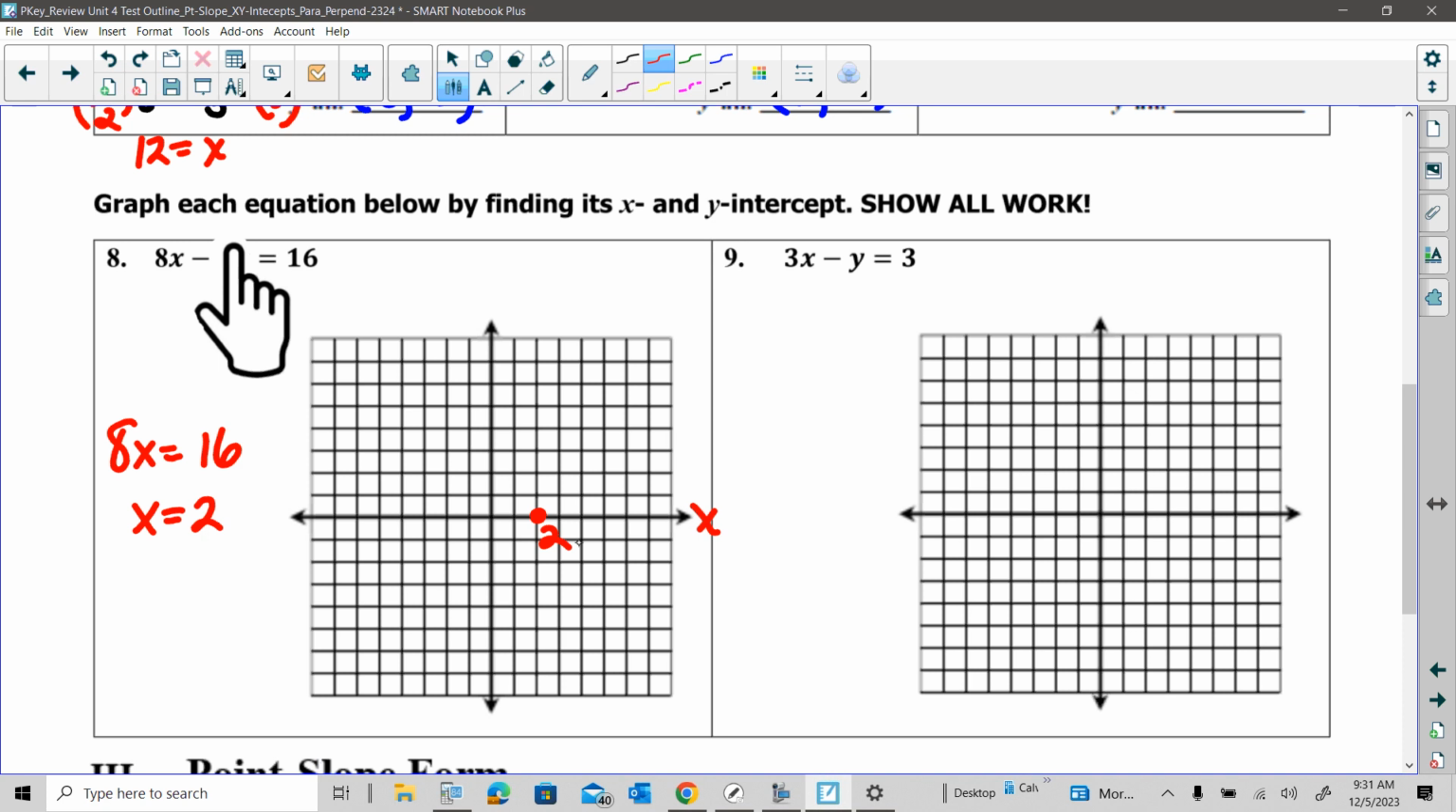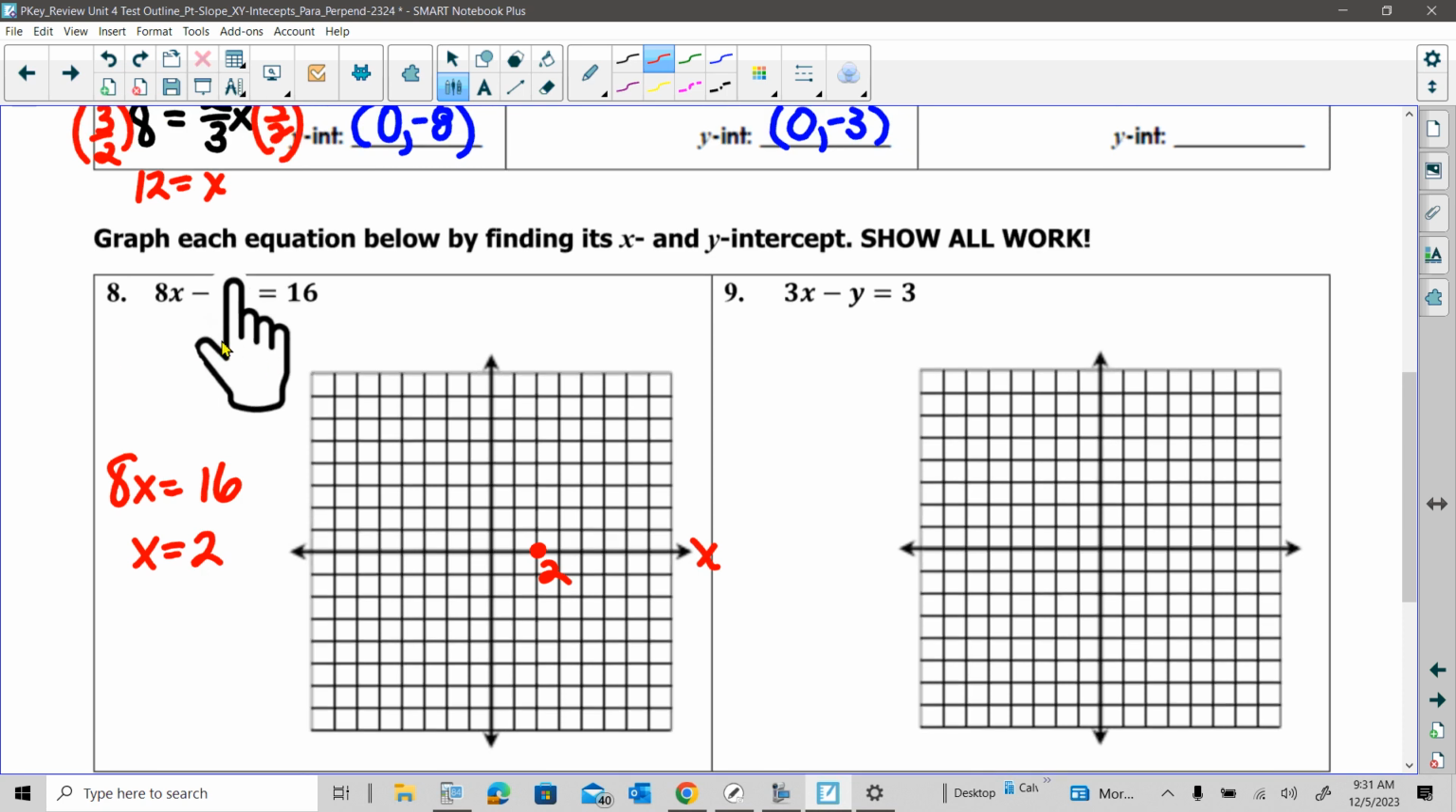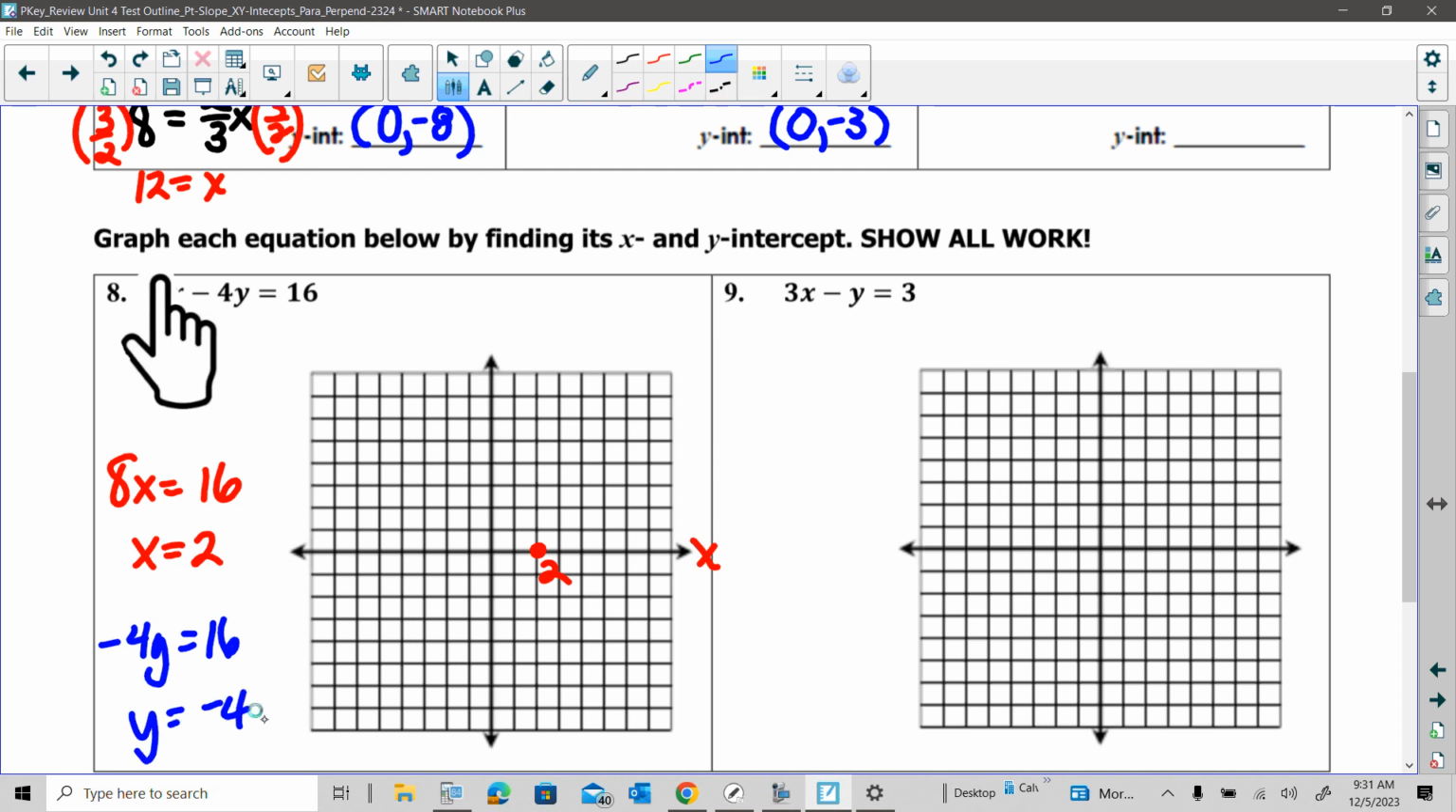All right, now we're going to do the y-intercept. So we have to cover up the x, and what are we going to write? Negative 4y equals 16. So what is the y going to equal? Negative 4. So we go on the y-axis, go down to negative 4, which is right here.